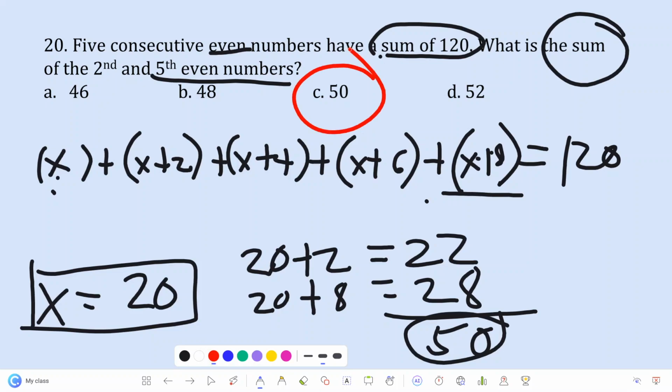So, ganyan po kadali ang pagsusolve ng math. Basta po importante, alam niyo kung ano ang given, alam din niyo kung ano ang hinahanap sa question. At mas nakakatulong pag nag-underline ka para po hindi kayo malito kung ano nga ba talaga ang hinahanap sa question.